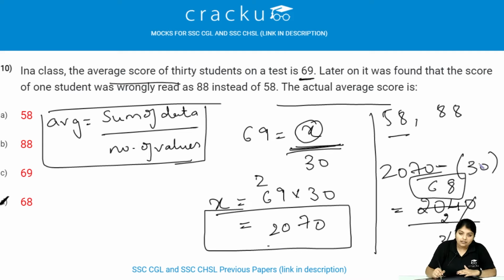So, we are subtracting that 30 marks from this total sum of the scores. So, we are getting 2040. Now, he is asking the actual average score. So, 2040 by 30. Why 30? Because 30 students are there, no? So, 2040 by 30 is giving us 68. That is the answer. Hope it is helpful for you and hope you are all understanding those solutions clearly.